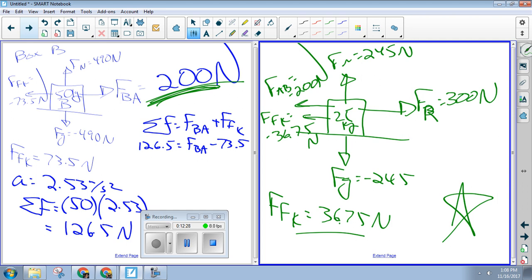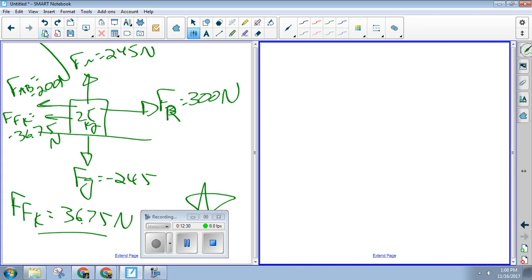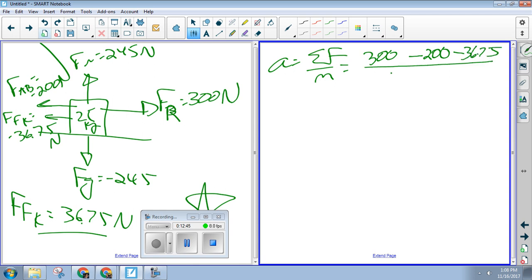Okay, so now, just one last step, let's see if this gives us the right acceleration. Acceleration is net force over mass. Our net force is 300 minus 200 minus 36.75. Our mass is 25 kilograms. Divide it out, and you get 2.53 meters a second squared, which makes us happy, because that's what we were supposed to get.